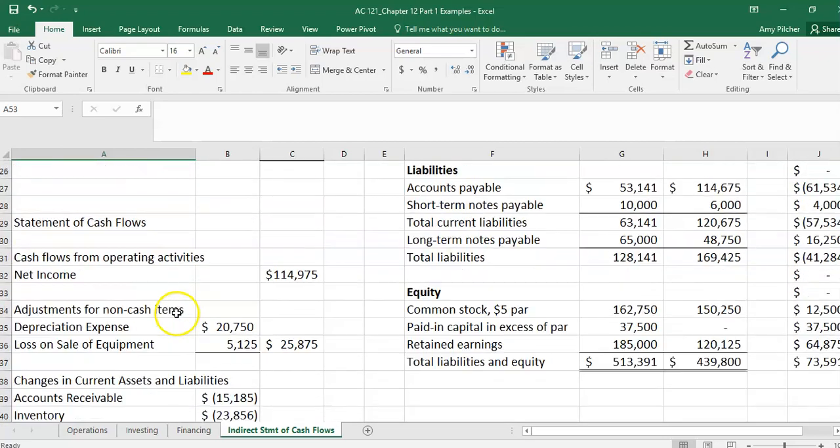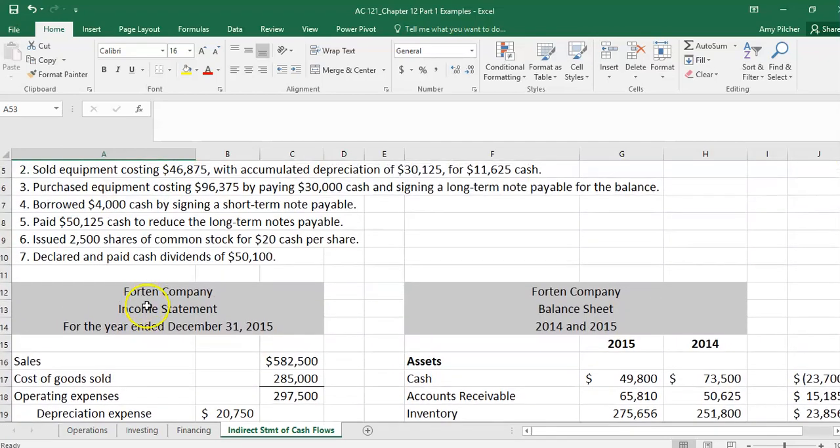So we go back up for information and we look for things that are affecting that. So we see that items 4 through 7 all go in our financing section, starting with that $4,000 cash from the short-term note payable.